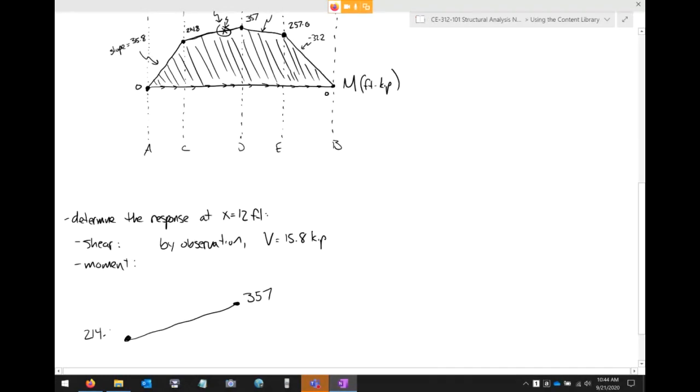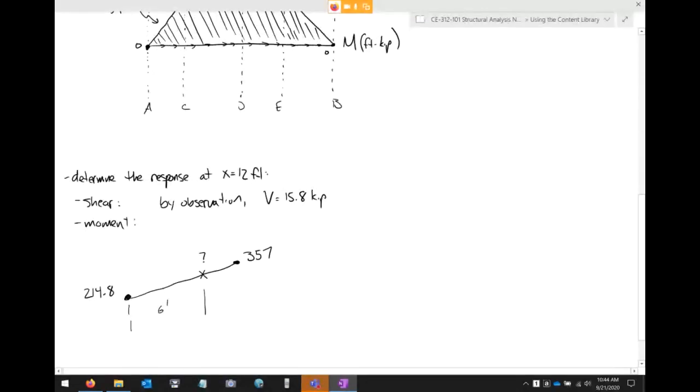This is 214.8. And we're trying to figure out that point there. This dimension is 6 feet, and this dimension is 9 feet. Now, here's the thing. You can make this some super complicated geometry problem, or you can go back to basics. Again, what is the slope of this line? The slope of that line is 15.8.